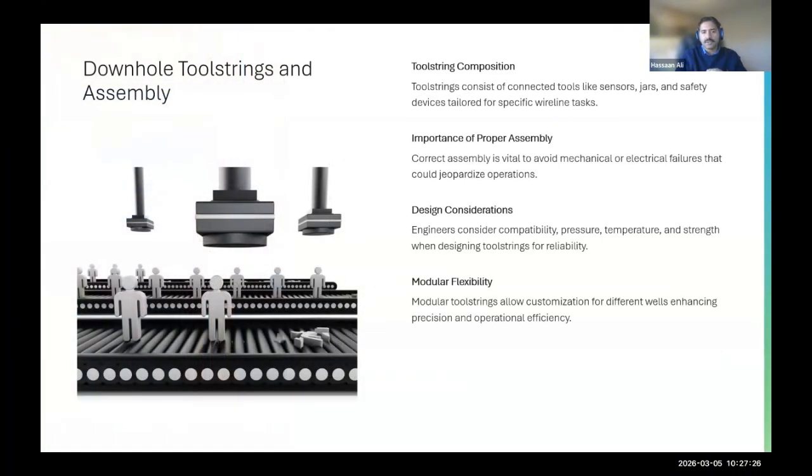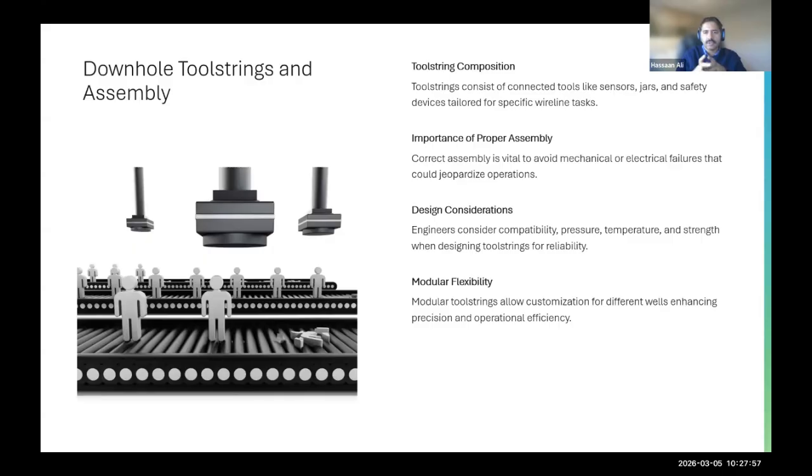So the tool string composition, right? And now I talked about that these tools could be either based on a single physics, that means that they are doing electrical resistivity, or they can be based on multi-physics. That means they are doing electrical resistivity, they can be also doing acoustics. They are also shooting neutrons by using a nuclear source into the formation. So the tool string composition depends upon what kind of data you require, right?